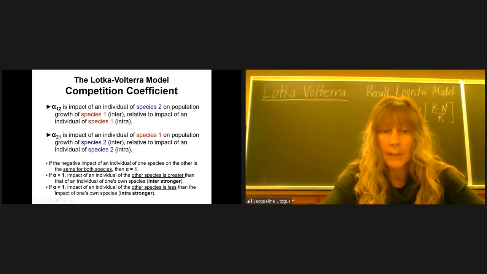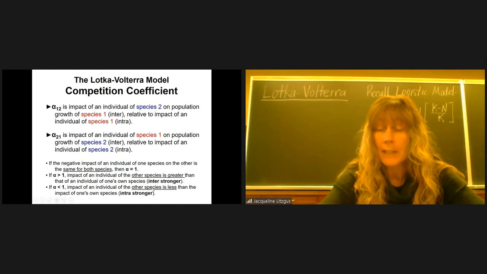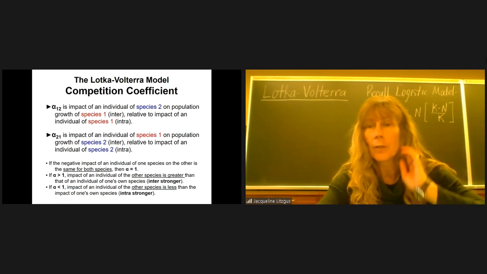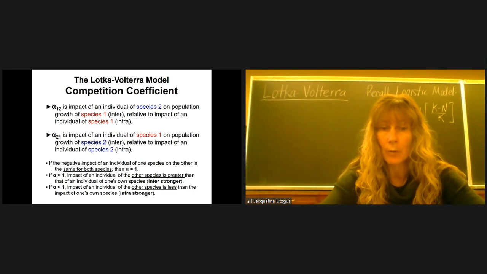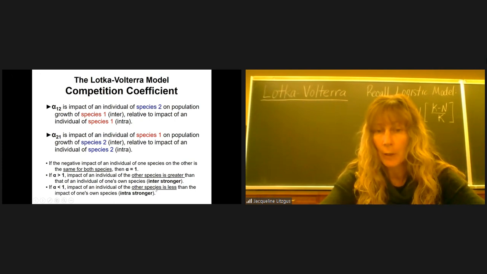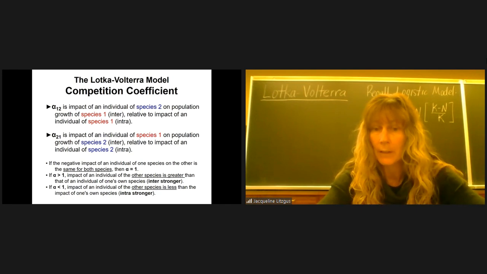Then if alpha is less than one, now the impact of an individual of the other species is less than the impact of one's own species, right? So now intraspecific is stronger. And you can couple it again: the less than sign goes with the less impact from the other species, the opposite species, okay?